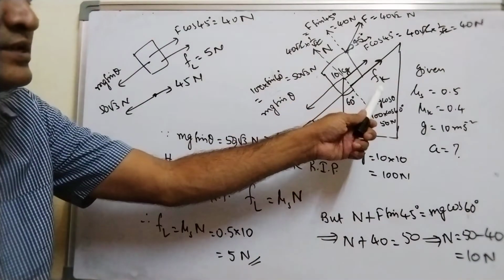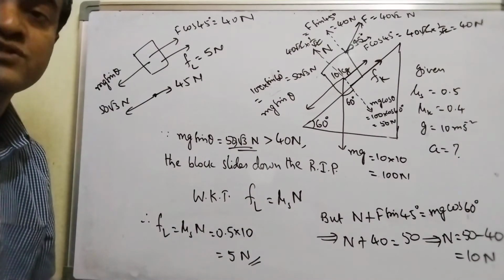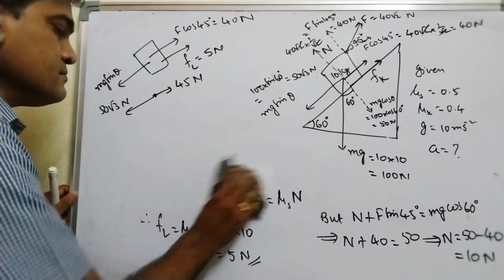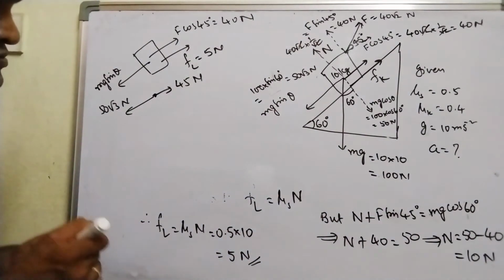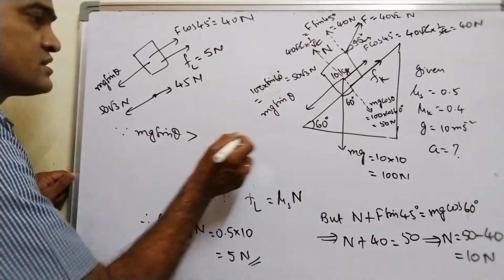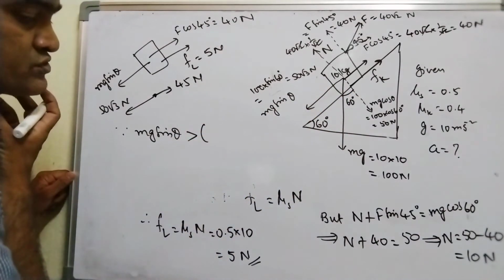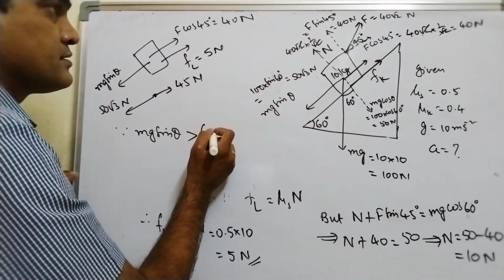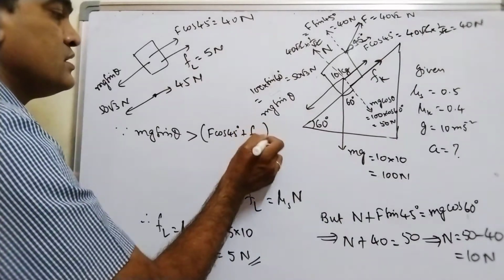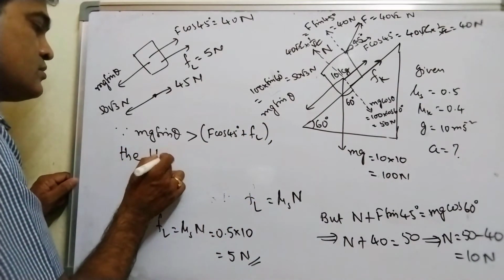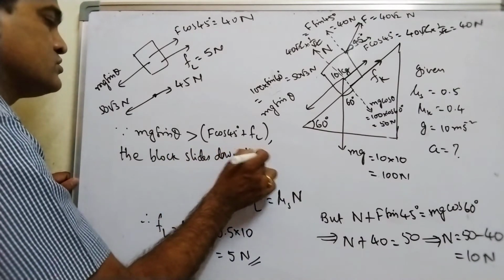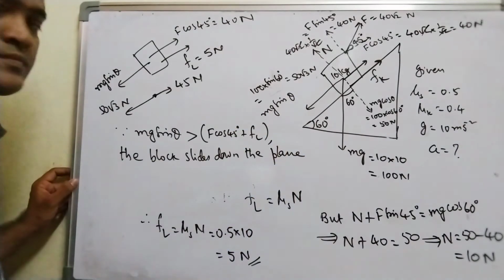When it is sliding down the plane, kinetic friction will come into picture. Is it? So, remember this. Since mg sin theta is greater than the sum of these two, what are those two forces? F cos 45 degrees plus limiting friction, I can write the block slides down the plane.